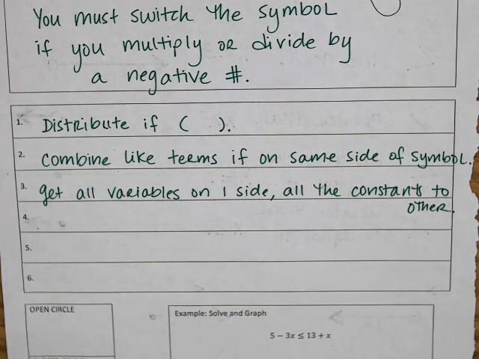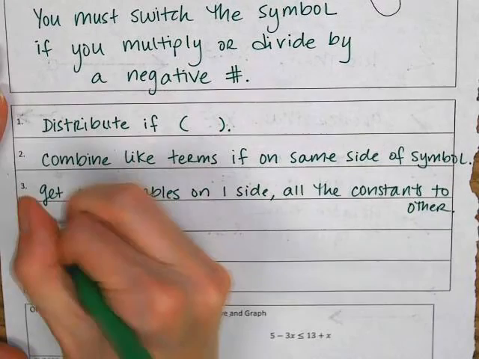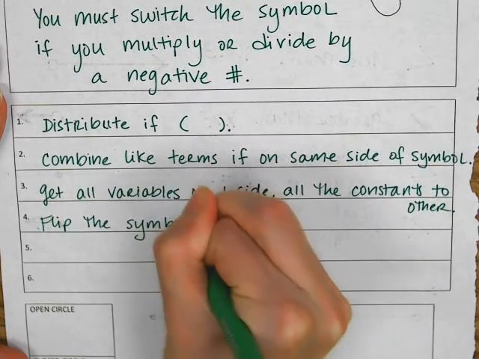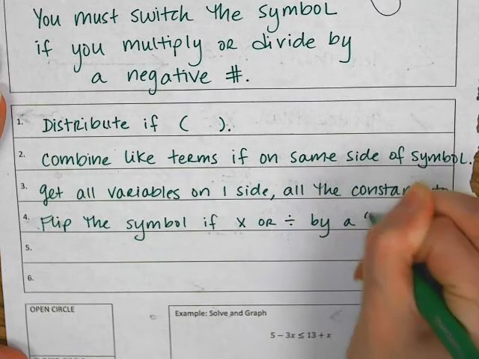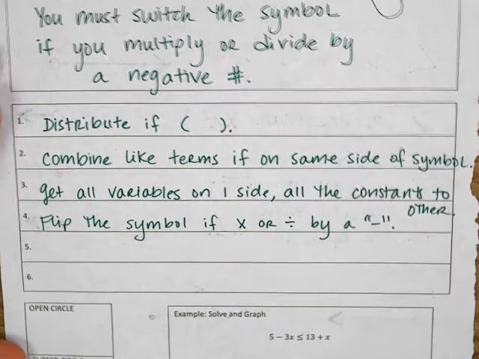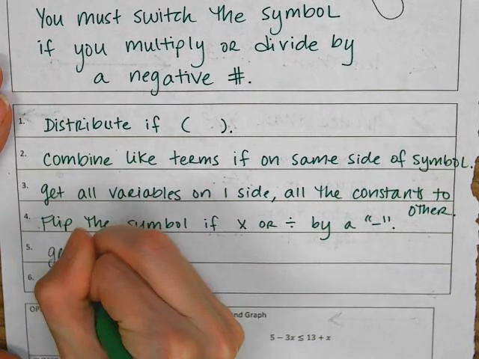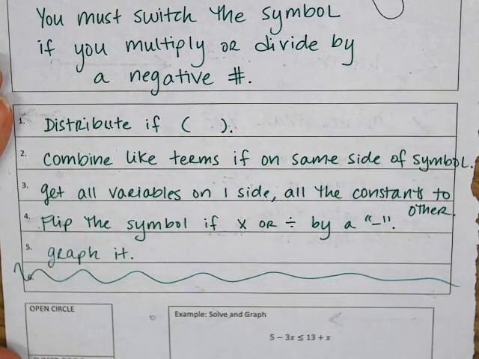And then once you're there, don't forget to flip the symbol if you multiply or divide by a negative. So flip the symbol if you multiply or divide by a negative number. It's only if you multiply and divide, and it's only if it's a negative number. And lastly, number 5 is just graph. Graph it. And then we don't have 6 steps. We can do it in 5.